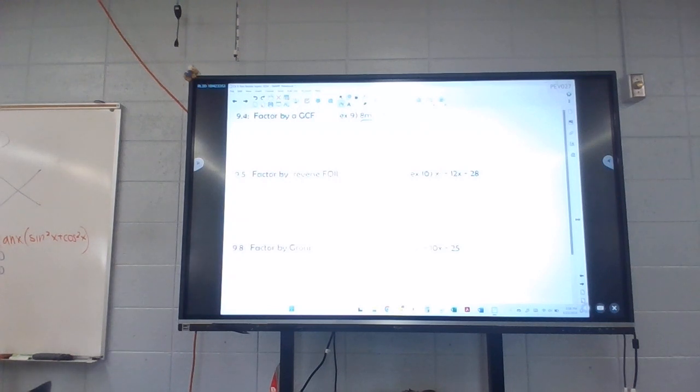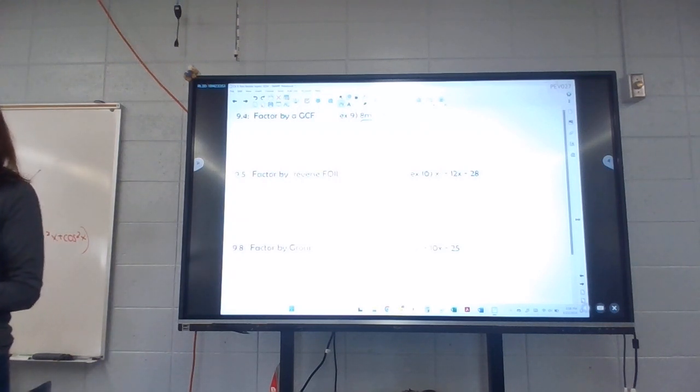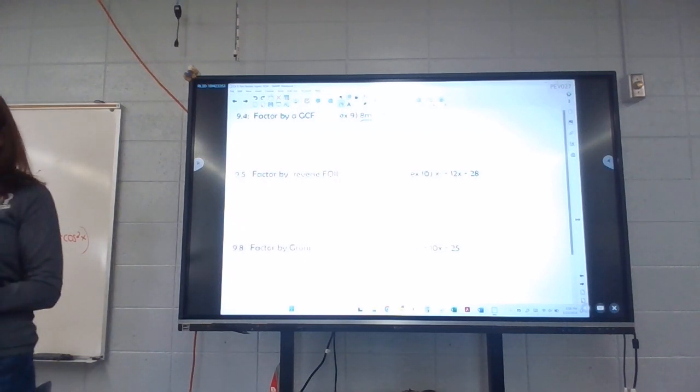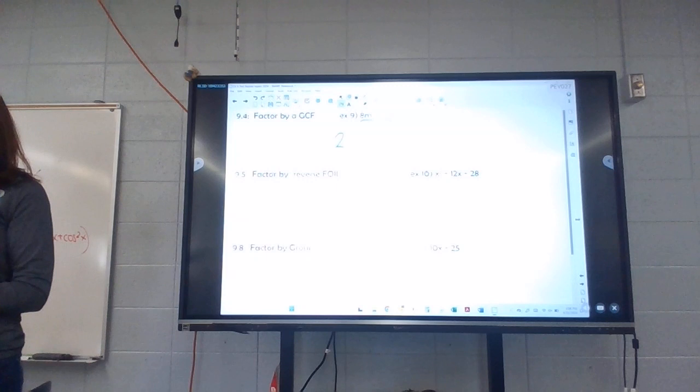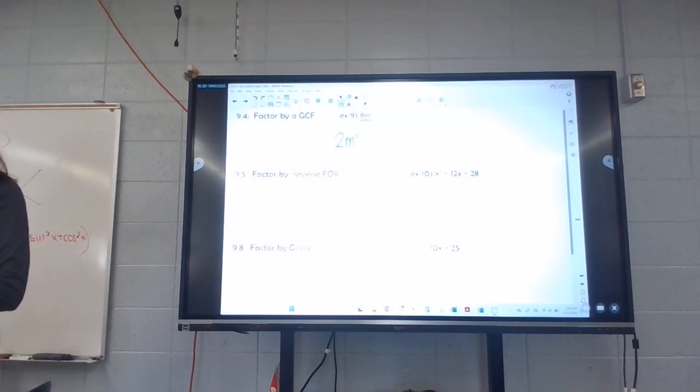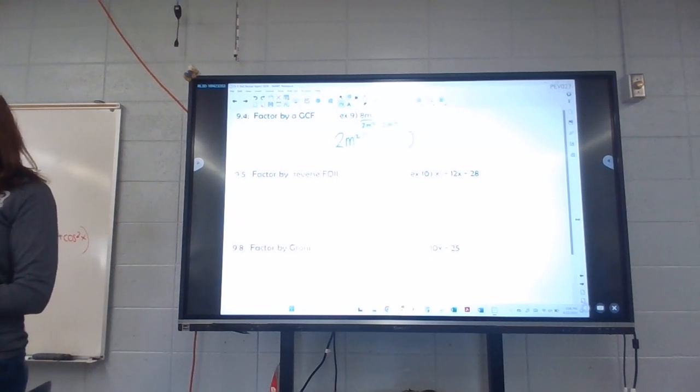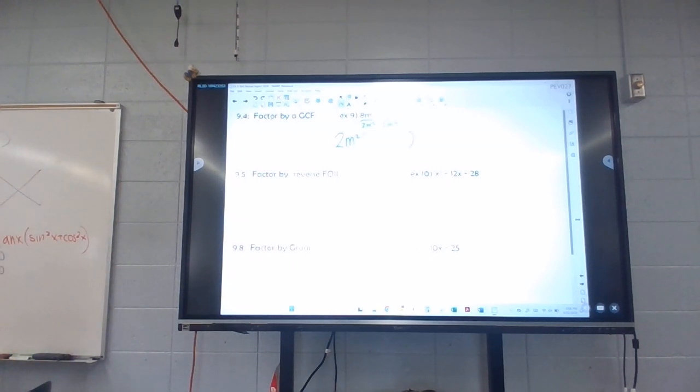So I look at these two numbers and I ask myself, what could divide into both numbers? 8 and 6, what can divide in? 2. And then how many m's are common? 2. There's 2 of them, m to the second. So it's like I'm dividing that out, and then I'm going to write whatever's left over. So 8 divided by 2 is 4, and m to the third divided by m squared is just going to be m.